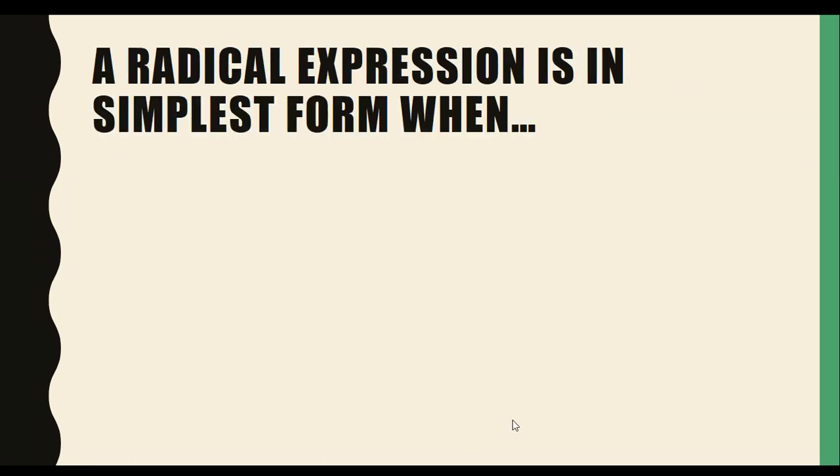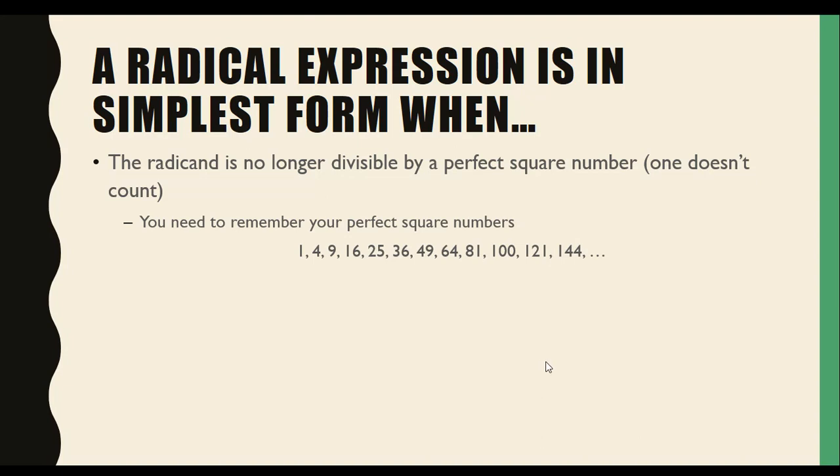And we're trying to figure out when a radical expression is in its simplest form. First criteria: the radicand cannot be divisible by a perfect square number, and 1 doesn't count. 1 is a perfect square number, but we're not concerned if it's still divisible by 1. So this implies you need to know your perfect square numbers. Here's a list of the majority of the perfect square numbers you should have memorized, because of the multiplication tables that we learned through 12. 12 times 12 being 144.